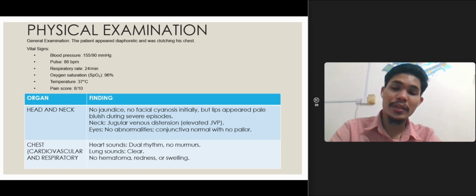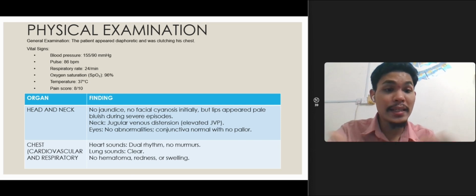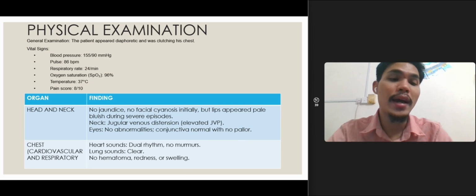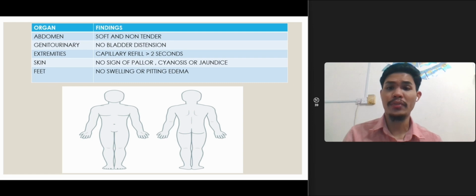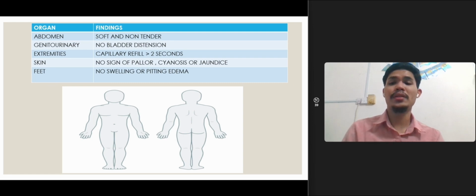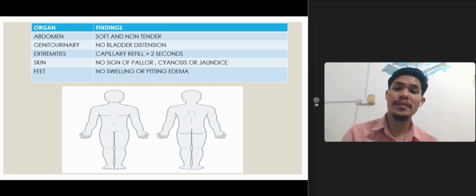By the finding of the head to toe basic examination, the patient has no jaundice, no pallor, no cyanosis. The neck shows jugular venous distension, and the thyroid is normal. By the chest, cardiovascular and respiratory, the heart sound is still okay, the rhythm is normal, and the lung sound is clear, no rhonchi, no crackles, no abnormalities. In the skin, the patient has no redness or swelling. The abdomen is soft and non-tender, with no bladder distension. The extremities capillary refill is less than 2 seconds. The patient has good circulation and mild swelling of the kidney.